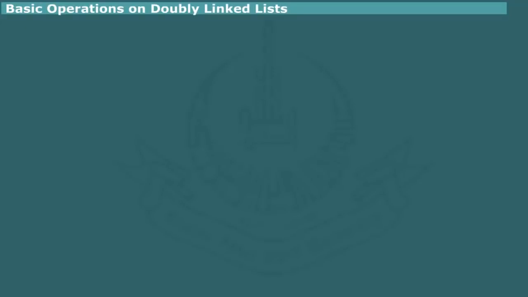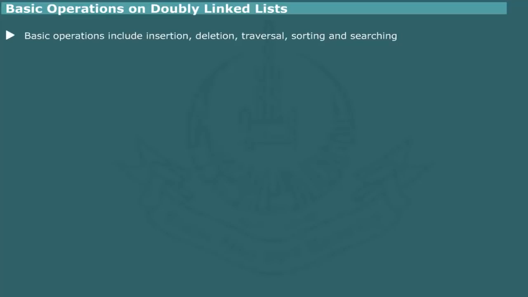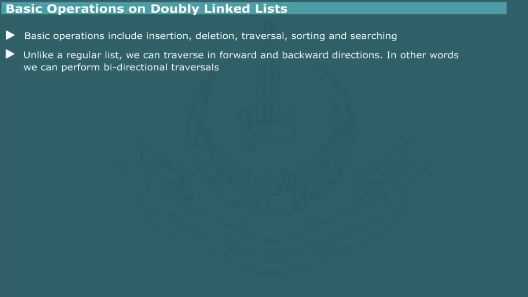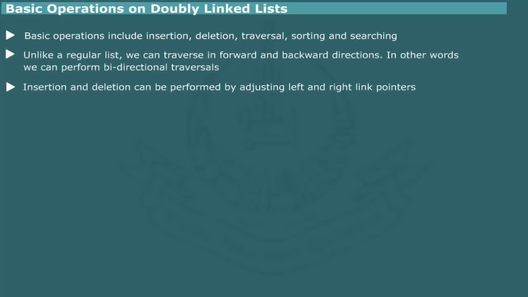Basic operations on doubly linked lists. The basic operations that can be performed on a doubly linked list include insertion, deletion, traversal, sorting, and searching. Their implementations are similar to the ones for regular lists. A significant difference is that in scanning the list, we can perform bidirectional traversal. Also, we need to make adjustments of left and right link pointers. We briefly examine the insertion and deletion operations.